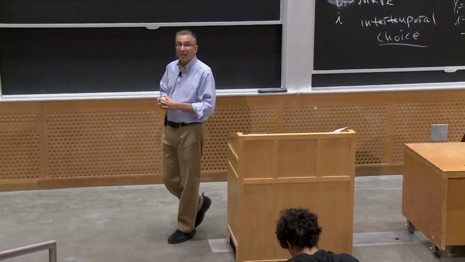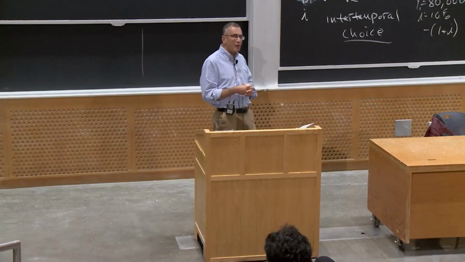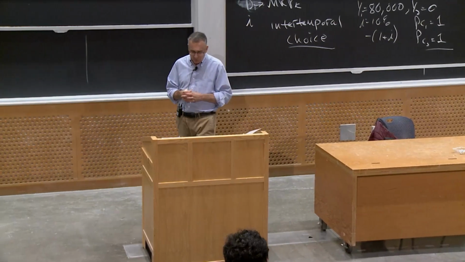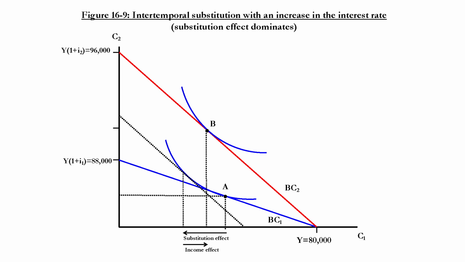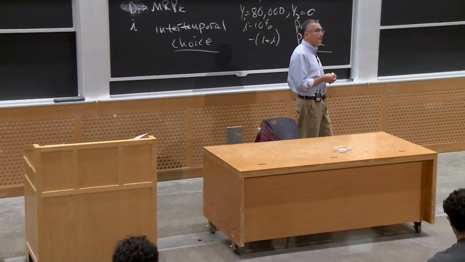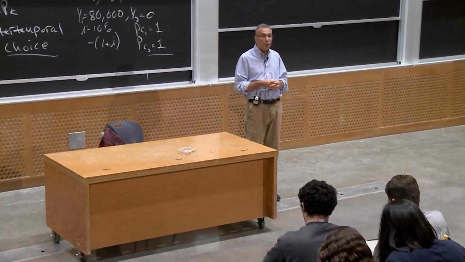Now, let's ask what happens when the interest rate goes up. Once again, I'm sorry I don't have time for the math here, but we'll do it in section on Friday. Well, we move from BC1 to BC2. That has, guess what, 2 effects. On the one hand, you get the substitution effect. The substitution effect is the price of first period consumption has gone up. So you want to do less of it.